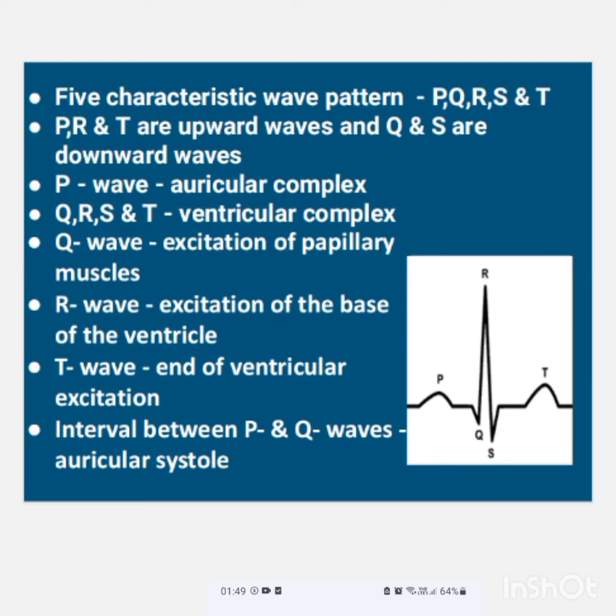Q wave is believed to represent the excitation of papillary muscles. R wave represents the excitation of the base of the ventricle. S wave represents the excitation of the apex of the ventricle, and T wave represents the end of the ventricular excitation. Thus, the interval between P and Q waves represents auricular systole, and that between Q and T represents ventricular systole.